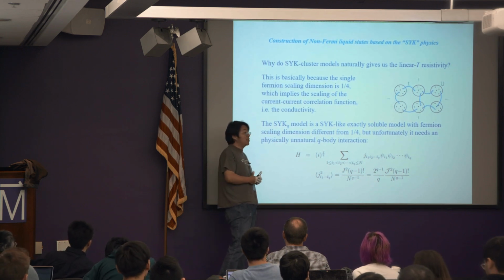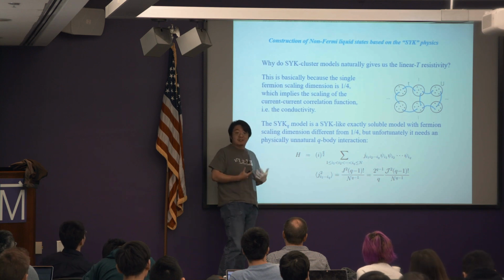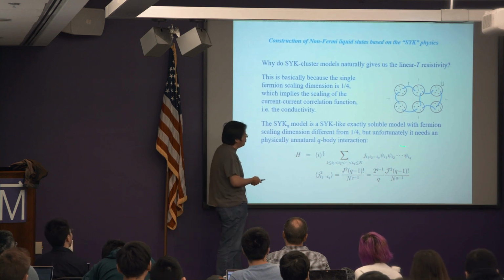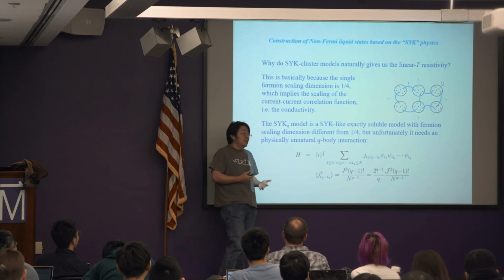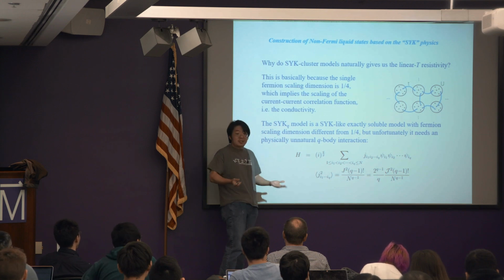And then it will give us different scaling of the resistivity and the conductivity. But actually the Q-body interaction will be pretty unlikely. I mean, pretty hard to imagine in a condensed matter system, because normally we only have a 4-body interaction.